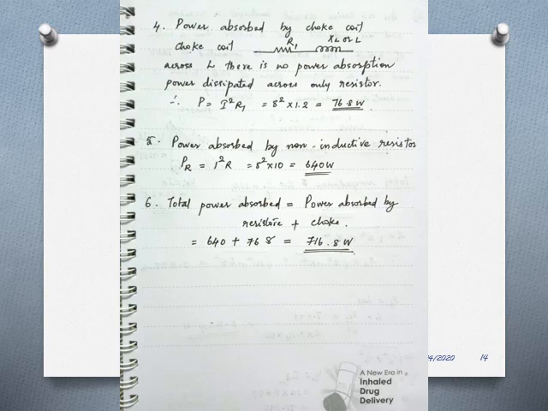Now the power absorbed by the non-inductive resistor, that is the 10 ohm resistor. That is nothing but I square R, that is 8 square into 10, that is 640 watts. And the total power absorbed, that is the power absorbed in the 10 ohm resistor and the power absorbed in the choke coil, that is 76.8 plus 640, you get it as 716.8 watts.